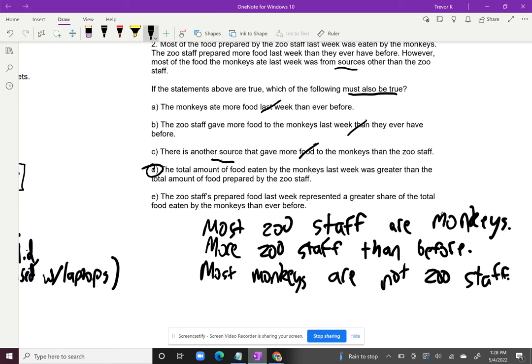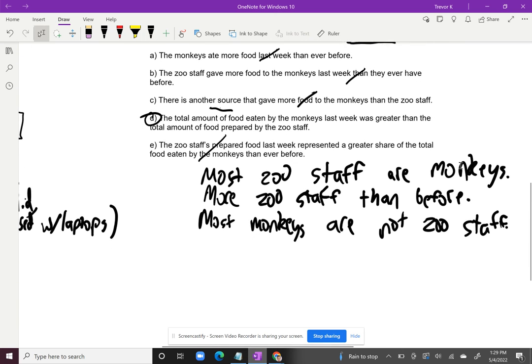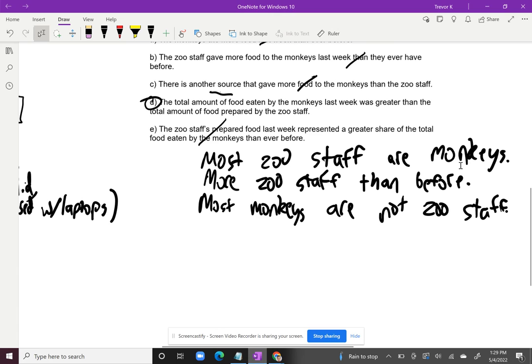And then E, the zoo staff's prepared food last week represented a greater share of the total food eaten by the monkeys than ever before. No, that's, again, sort of messing up, like saying they prepared more food last week than they ever have before. We don't know about a greater share. All right, so the answer is D. Hopefully this quick lesson has given you an idea of exactly how I approach deductions and inferences by laying out my premises, seeing how they combine together to get me my conclusion.